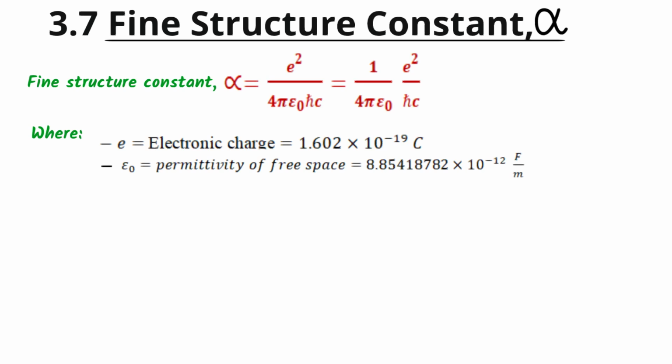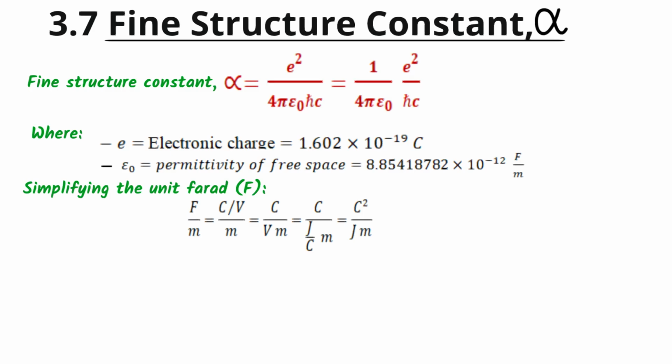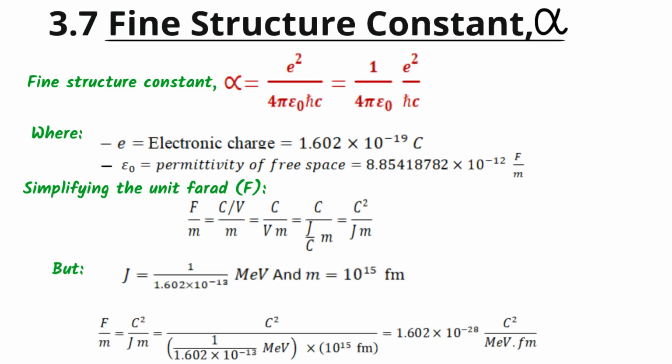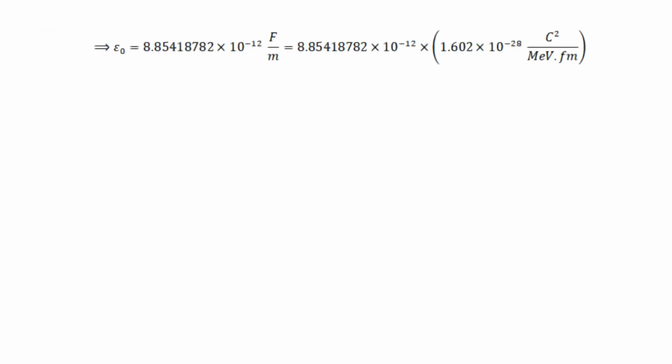So we'll first of all start by simplifying that unit, farad per meter, to take the form of the units we desire to see in nuclear and particle physics. And when we do that, we end up with 1.602 times 10 to the minus 28 coulomb squared per mega electron volt femtometer. And we can now substitute that value into the expression for epsilon naught in place of farad per meter. If we substitute that value, we end up with 1.418444089 times 10 to the minus 39 coulomb squared per mega electron volt femtometer.